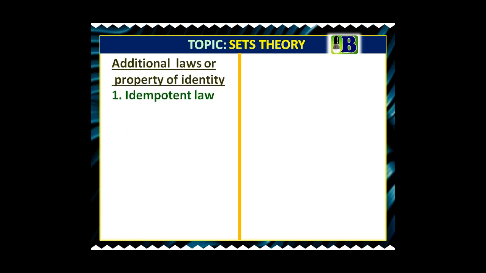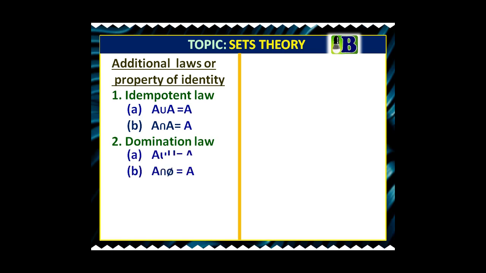So we are going to discuss some additional laws or properties of identity. We have the idempotent law, which says A union A is still going to give you A. If you try to combine A with itself, it's still the same thing. A intersect A is still going to give you A.